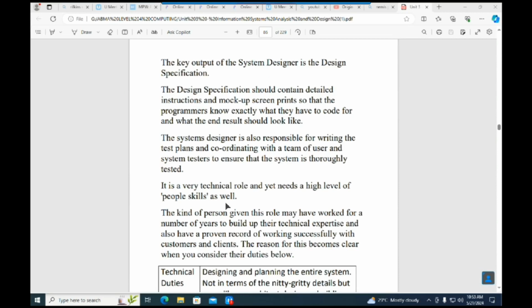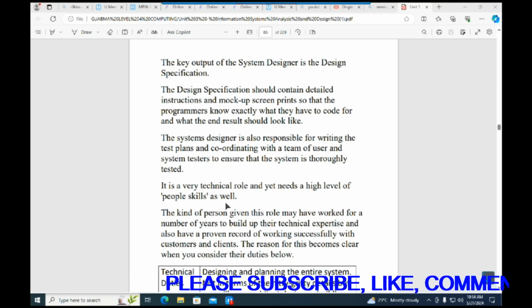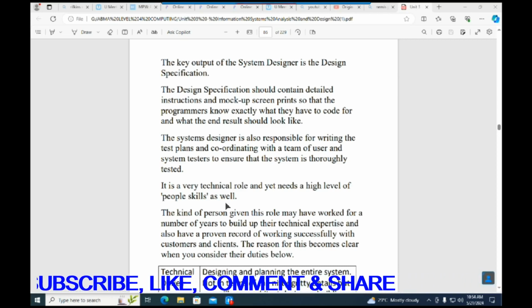Now the key output from the system designer level is the design specification. So he receives requirements specifications, converts them into a proposed design, and gives out a design specification document. Now this document is going to contain more detailed instructions and even what we call mock-up screen prints, so that the programmer can look at them and know exactly what they have to code for, and how the end result is going to look.